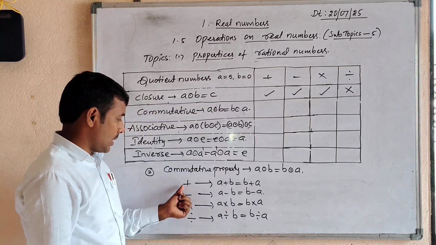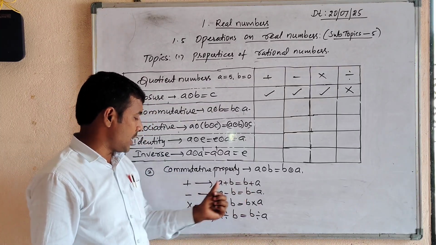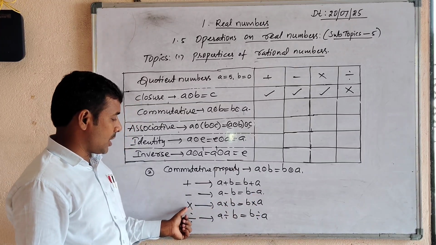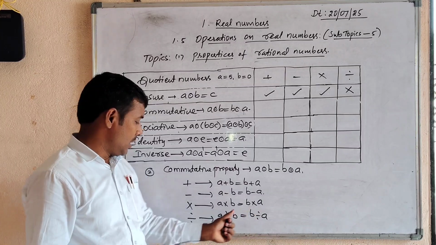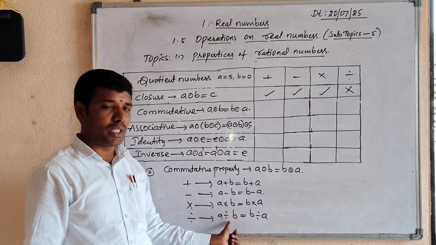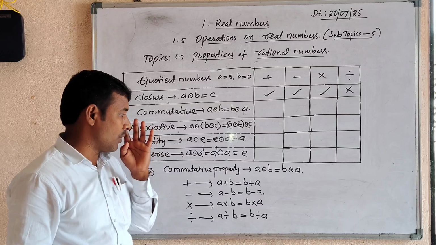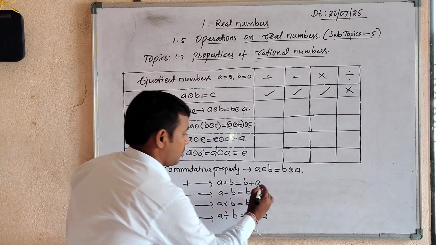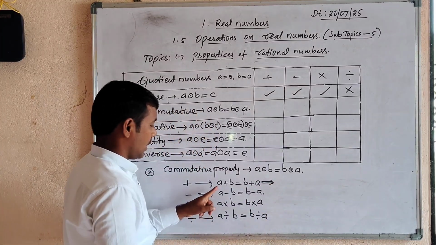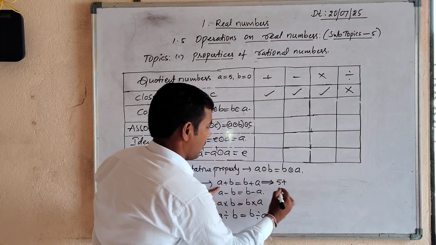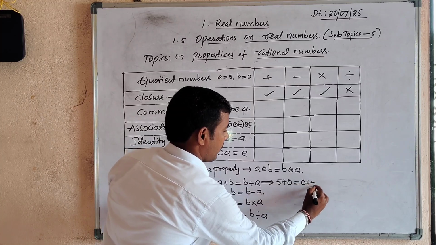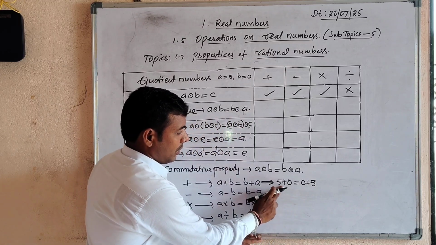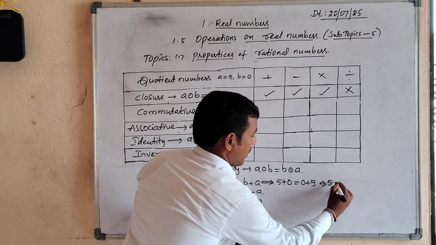Now see, under addition, A plus B is equal to B plus A; under minus, A minus B is equal to B minus A; under multiplication, A into B is equal to B into A; under division, A divided by B is equal to B divided by A. Let us see one by one. When A value is 5 and B value is 0, consider, I am substituting: A value 5 plus B value 0, and now 0 plus 5. Left side answer is 5, right side answer is 5.